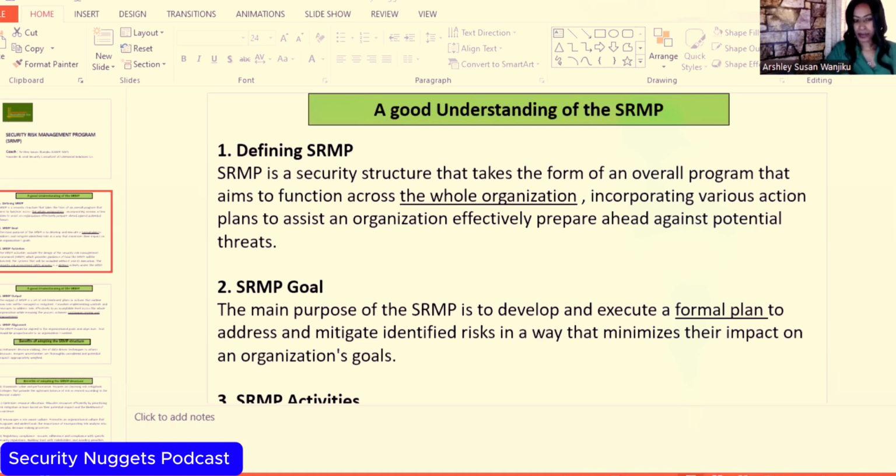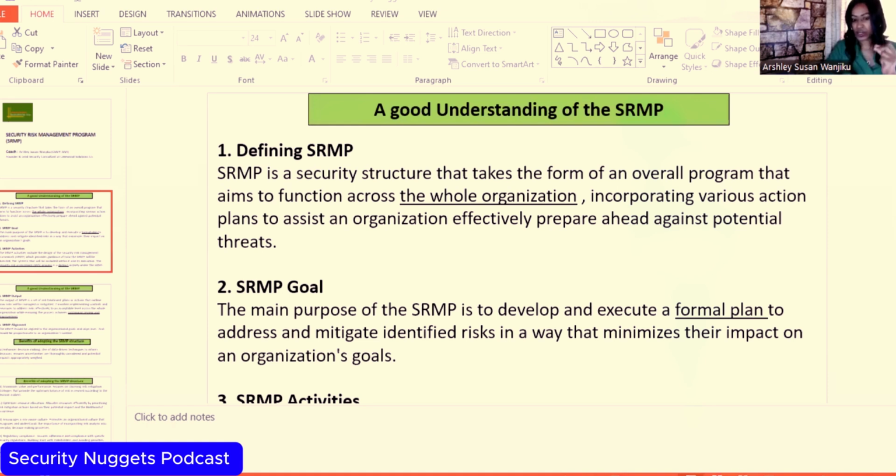Now, the SRMP is a security structure that takes the form of an overall program that aims to function across the whole organization, incorporating various action plans to assist an organization to effectively prepare ahead against potential threats. I have underlined the whole organization because this is very important for us to understand.